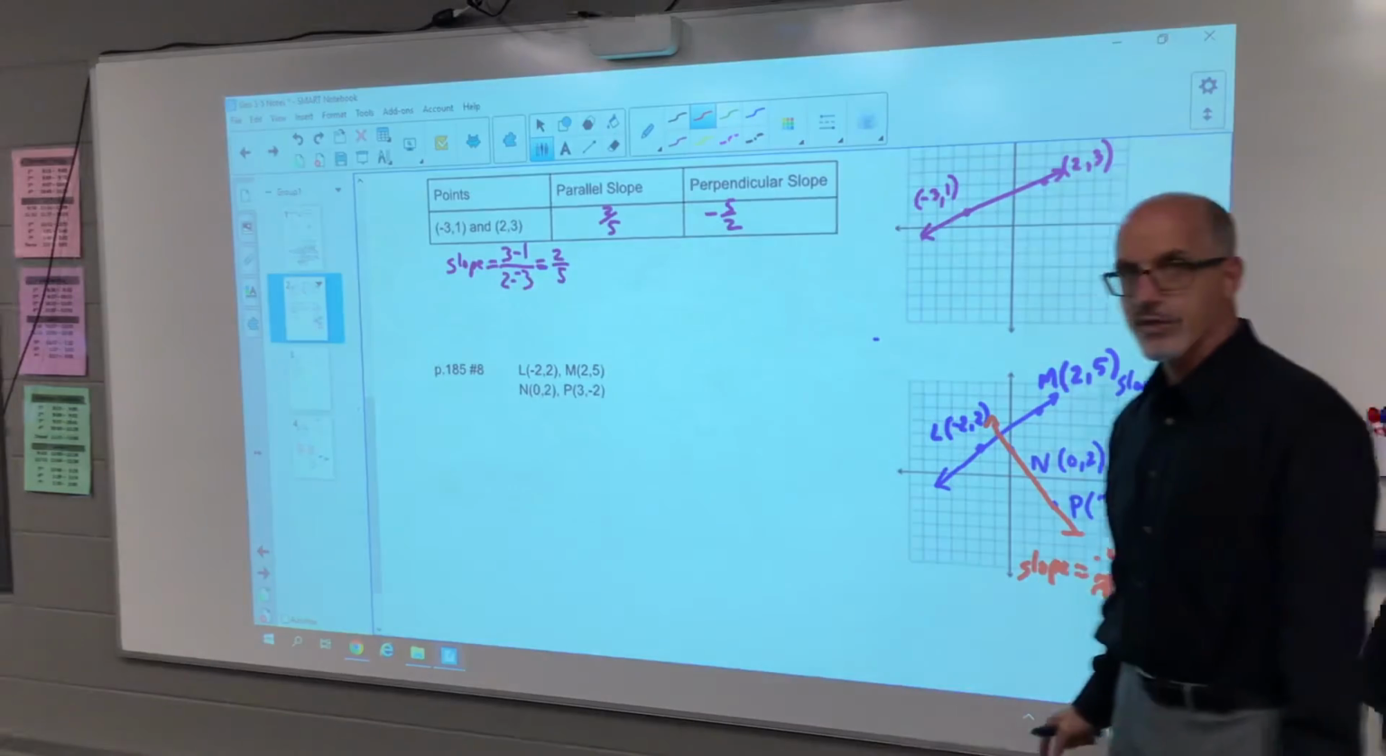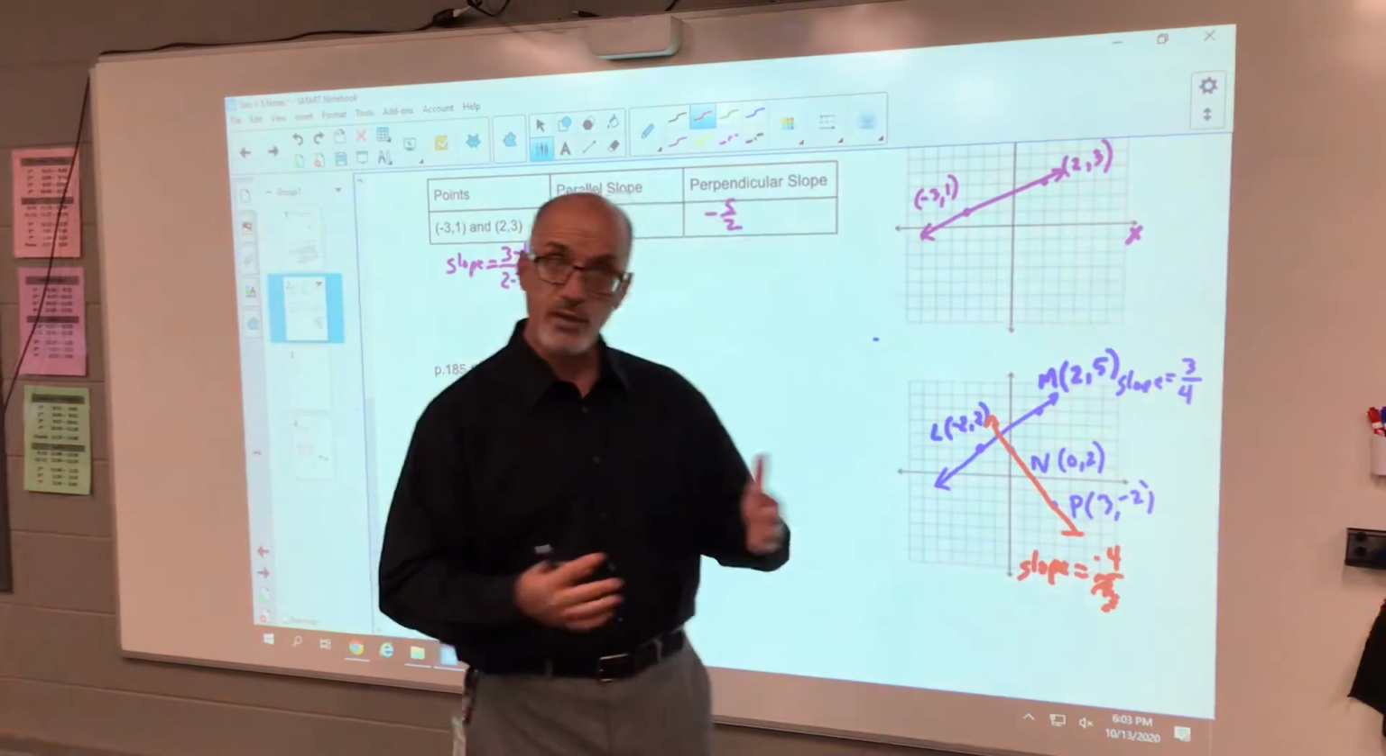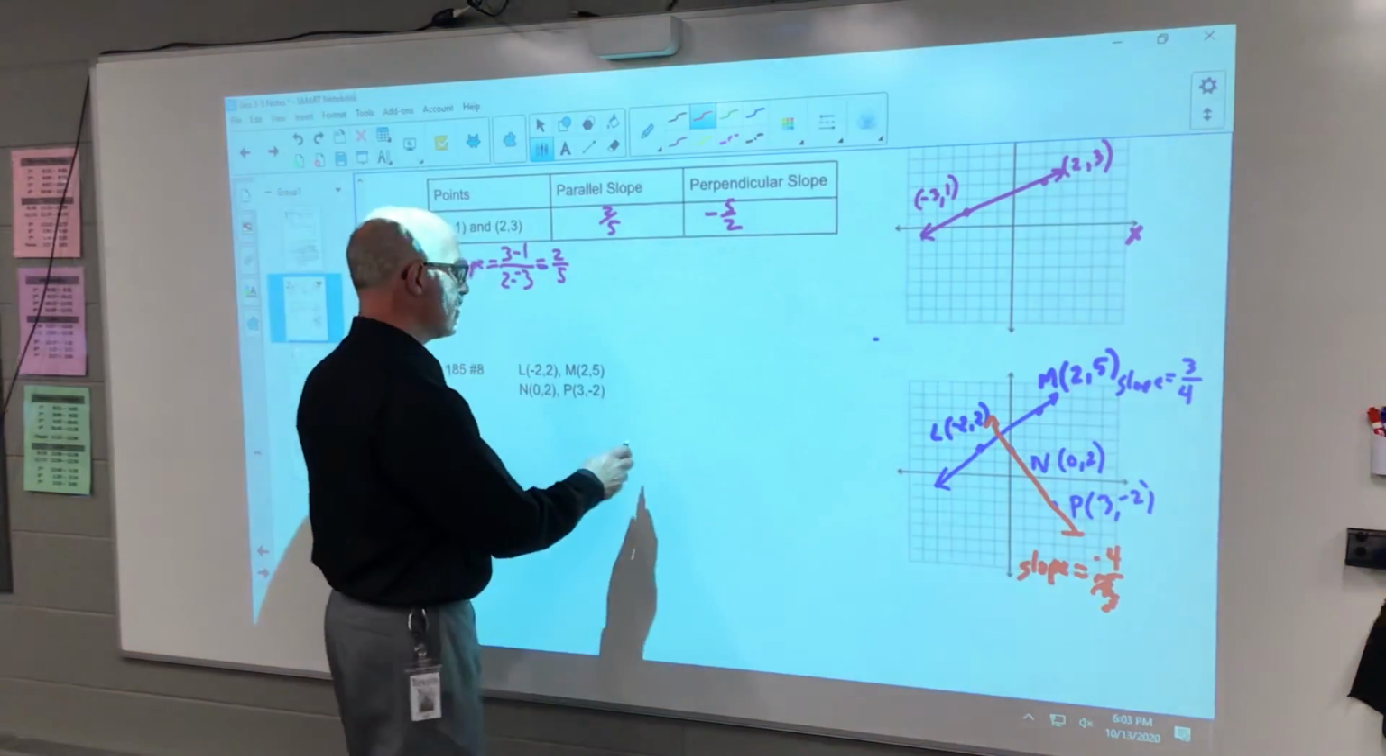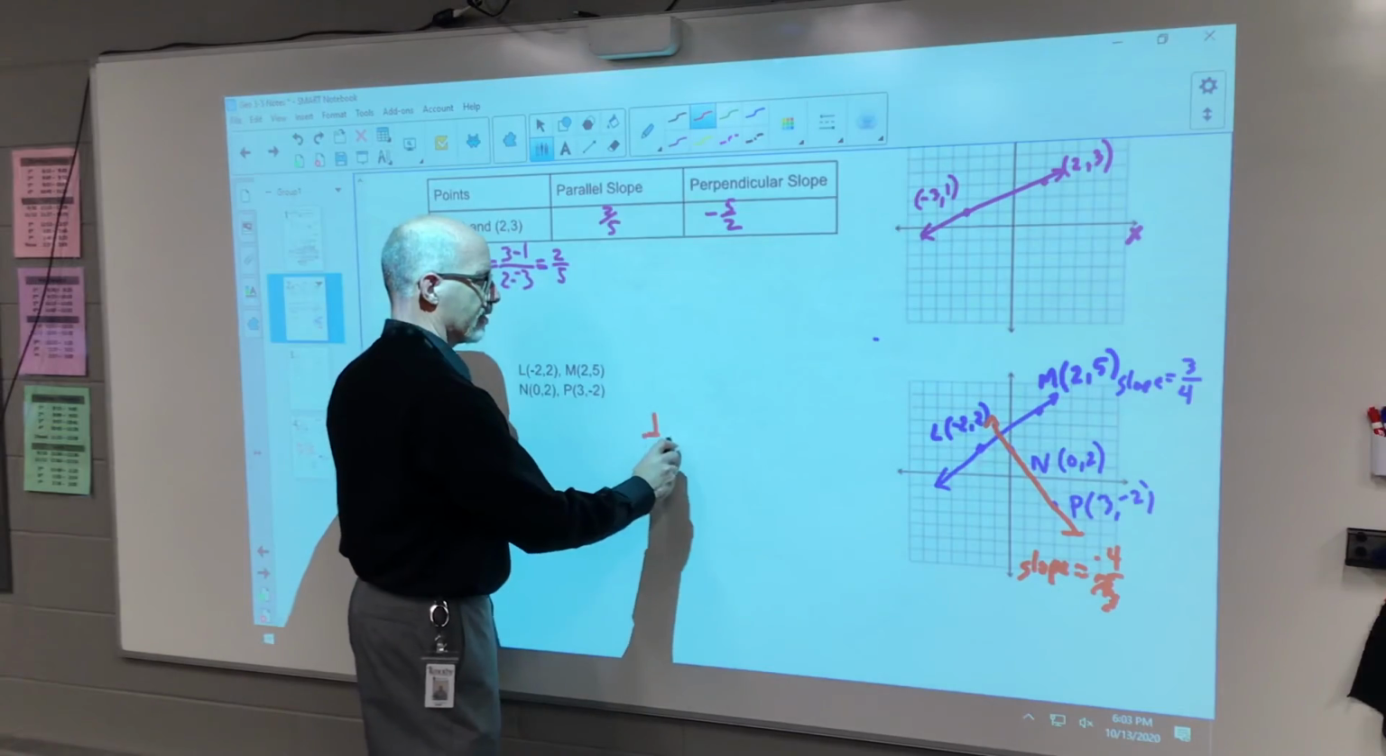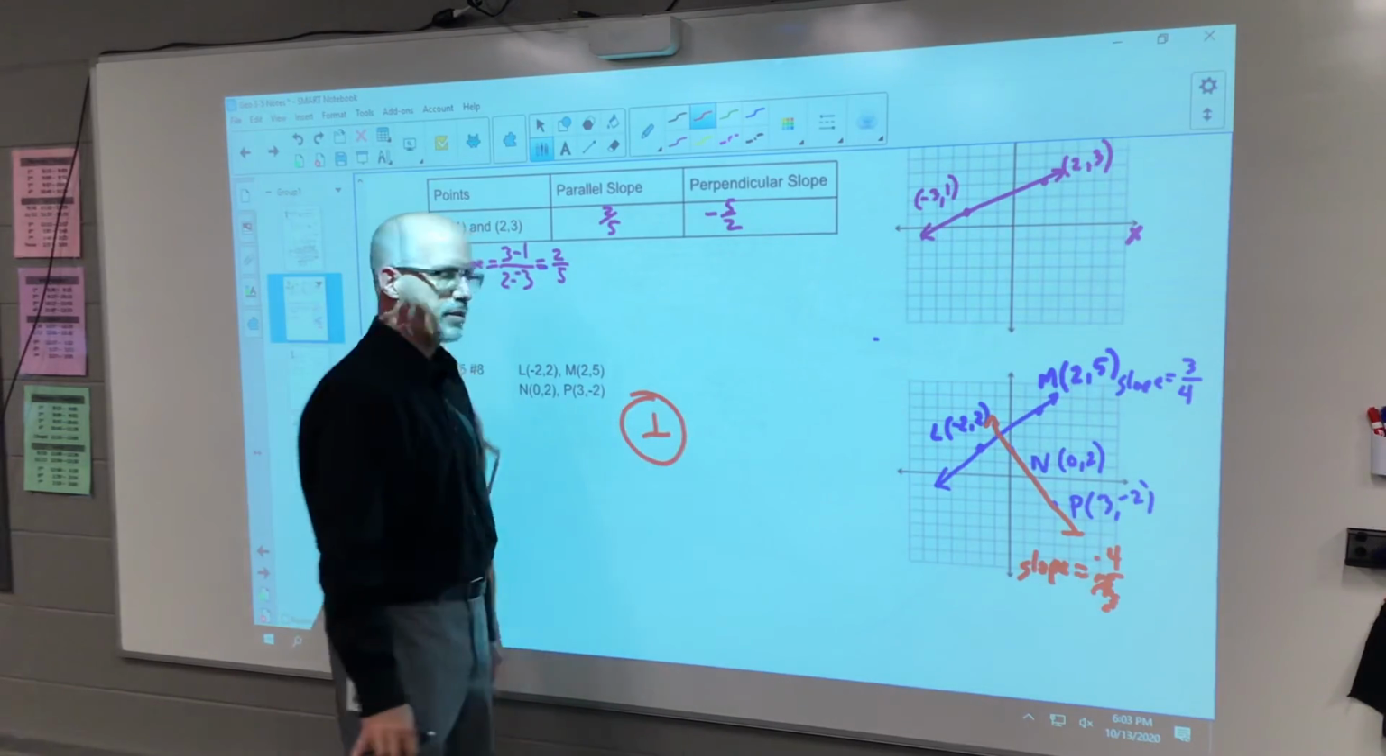Now, if you look at these two fractions, 3/4 and negative 4/3, they are opposite reciprocals. These two lines are perpendicular because they're opposite reciprocals.